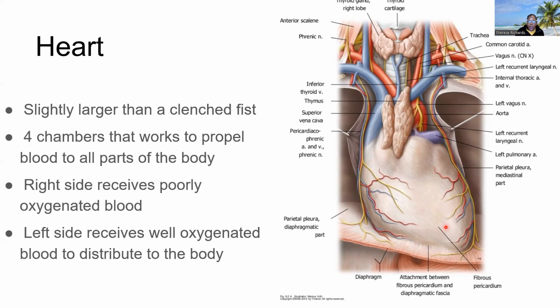Now we can think about the right side of the heart versus the left side of the heart. The right side of the heart, which is the right atrium and right ventricle, receives poorly oxygenated blood that's coming back from the peripheral circulation. Then it sends that blood into the pulmonary artery, into the lungs to be reoxygenated. The left side of the heart receives oxygenated blood into the left atrium and then left ventricle, and then it ejects that blood through the aorta and sends it out through the entire systemic circulation.